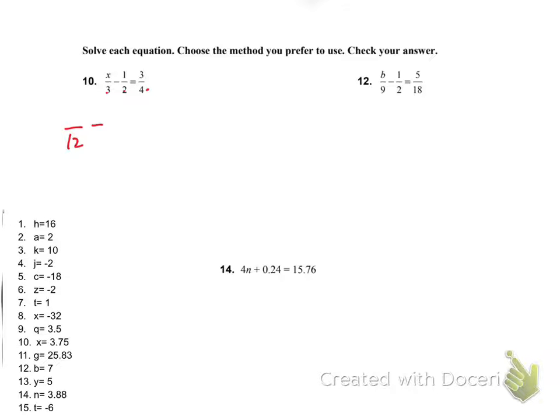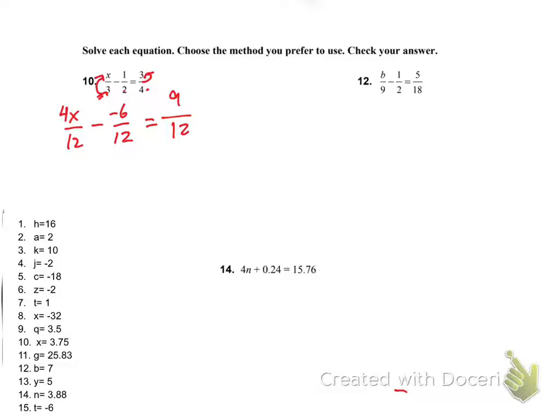So I just put these in their spots, and then I convert. So what I would need to do is this first one right here, 3 goes into 12 4 times, right? So I would multiply that. So the 4x. 2 goes into 12 6 times. So 2 times the -1 is -6. And then 4 goes into 12 3 times. So 3 times 3 is going to be 9.